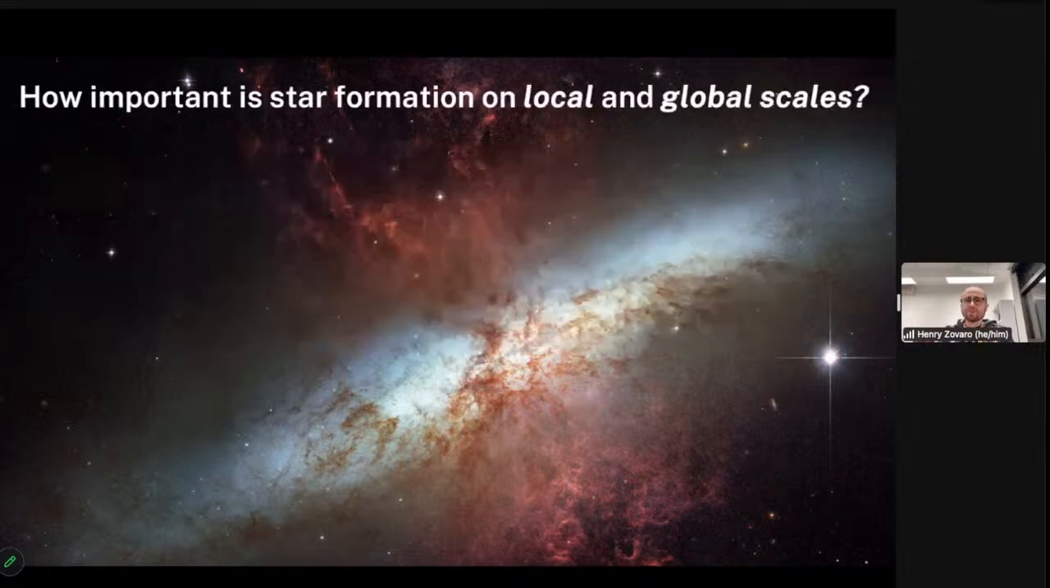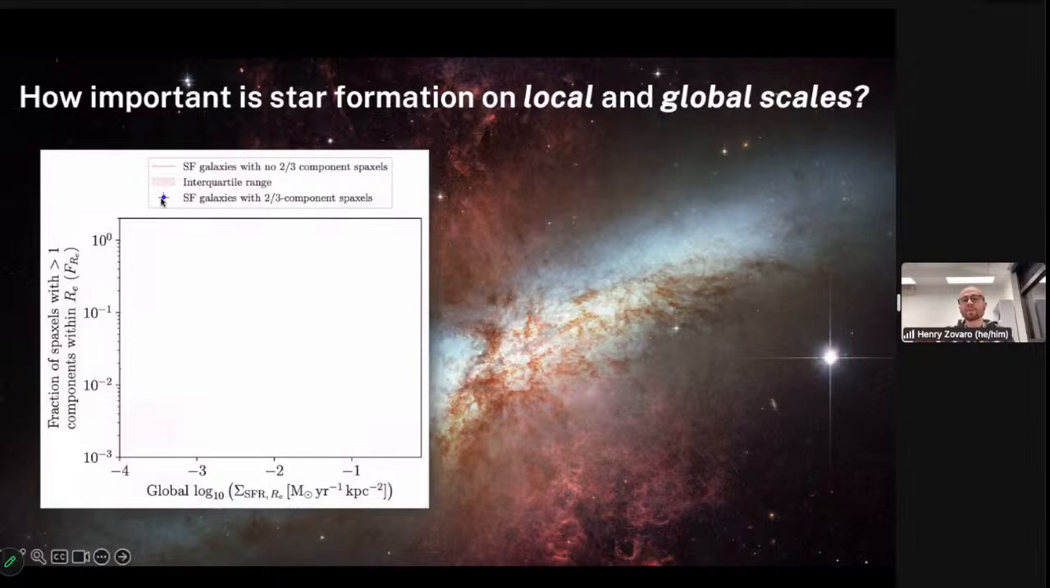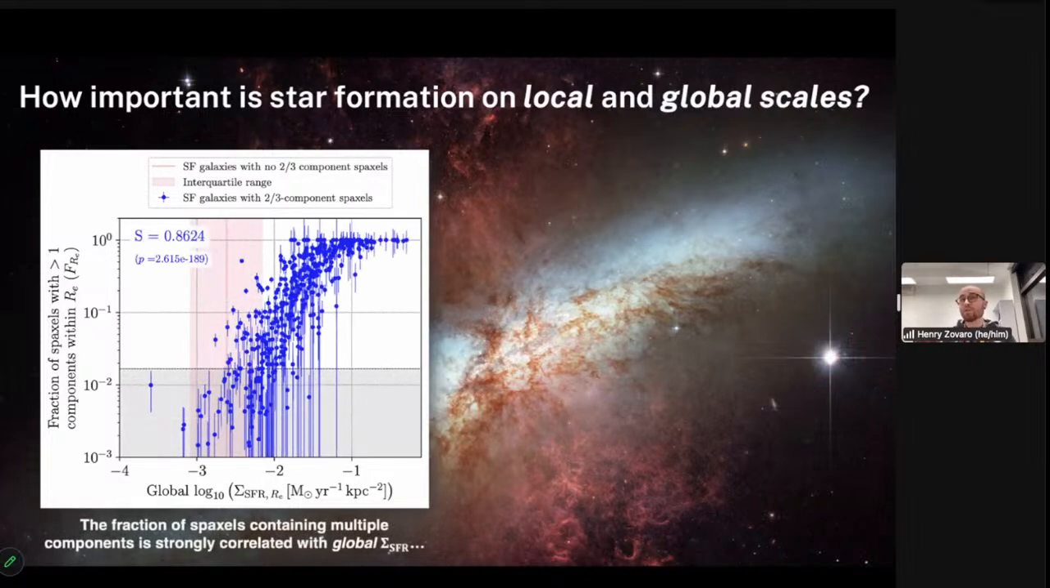So to answer this question, I've split the analysis in two. I'm first going to start by talking about things on global scales. In this plot, each point represents a single star-forming galaxy. On the y-axis, I'm plotting the fraction of spaxels in that galaxy within 1 Re that exhibit complex emission line profiles. And on the x-axis, I'm showing the global star formation rate surface density measured within 1 Re. What we find is that there is a really strong correlation such that galaxies with really high star formation rate surface densities are far more likely to exhibit large regions that have these complex emission line profiles in them. So there's a clear correlation there.